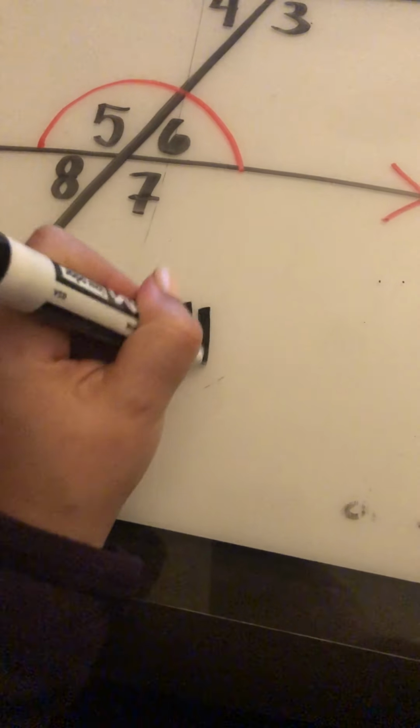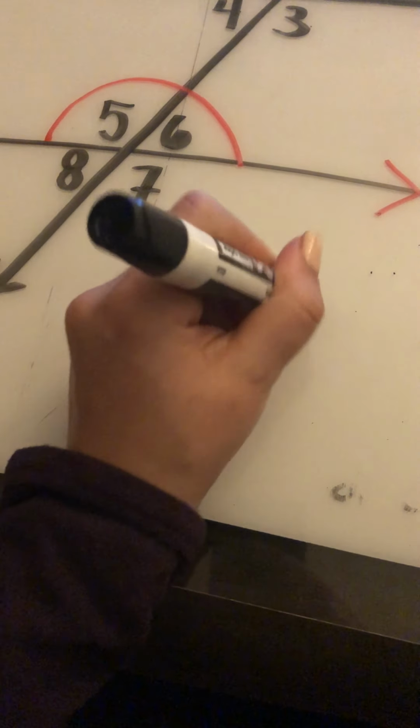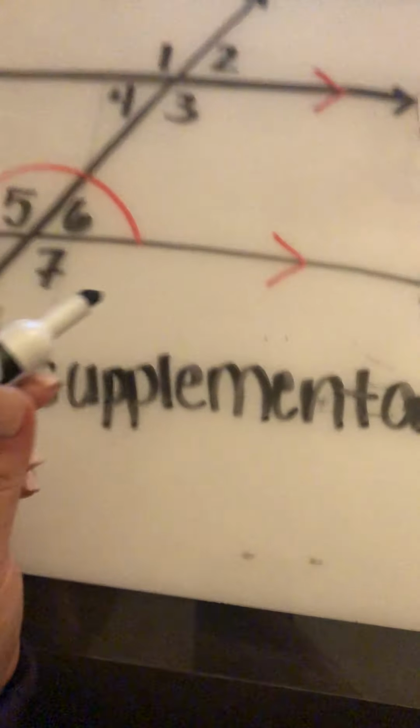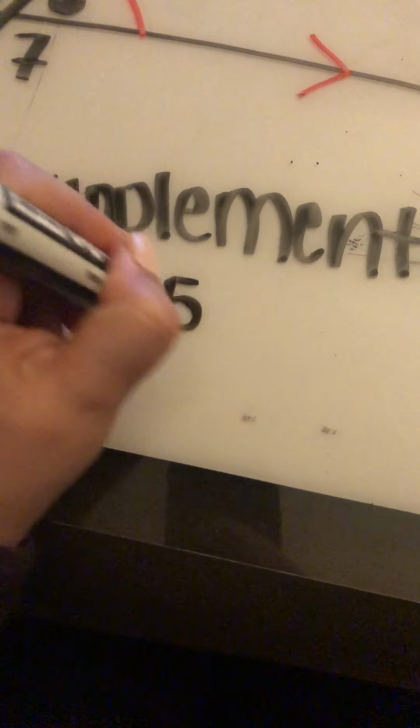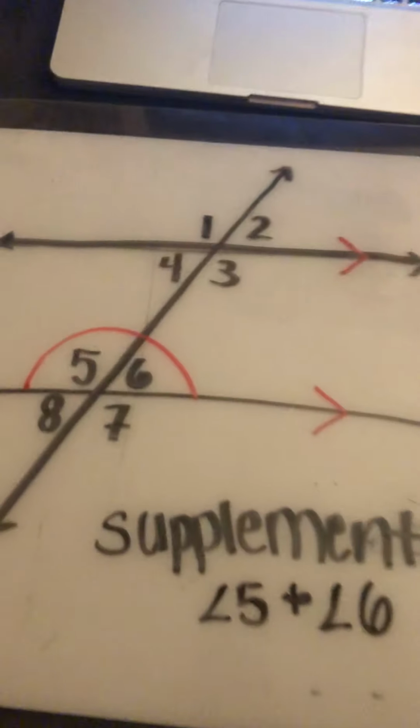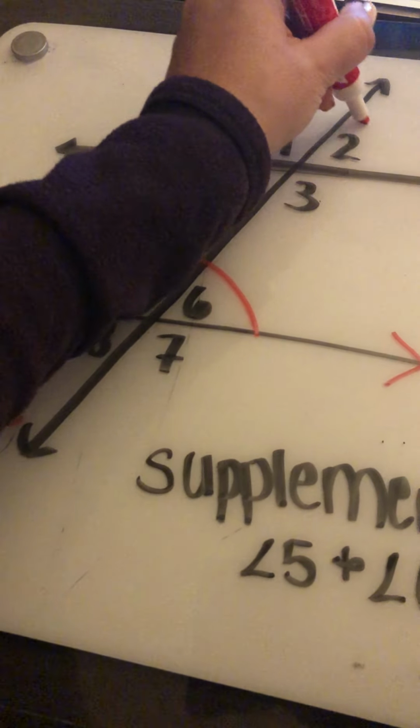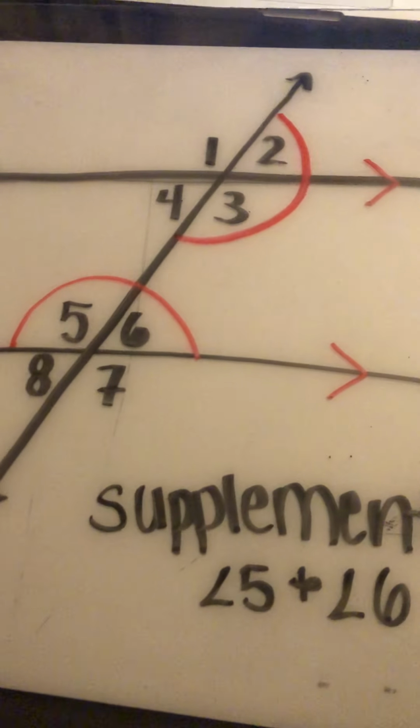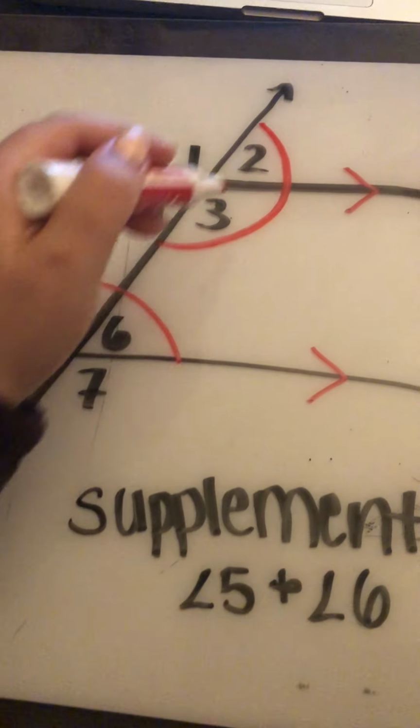So we can say supplementary angles could be angle 5 and angle 6. And why? Because they add to 180. Now, in this diagram, there's a whole bunch more. We can also say, what about angle 2 and 3, right? When they're put together, they make a straight line, so they would also be supplementary.